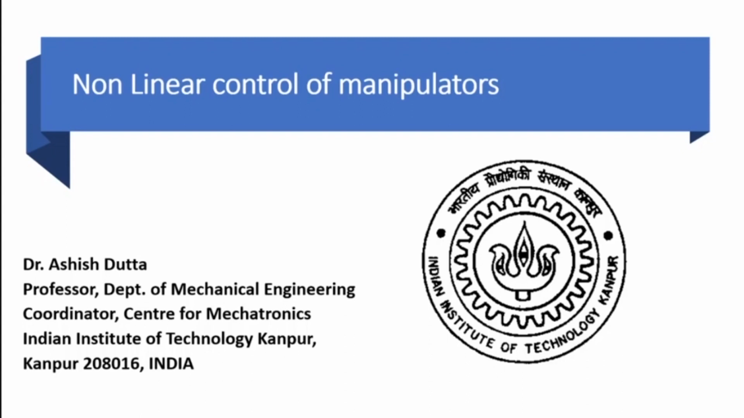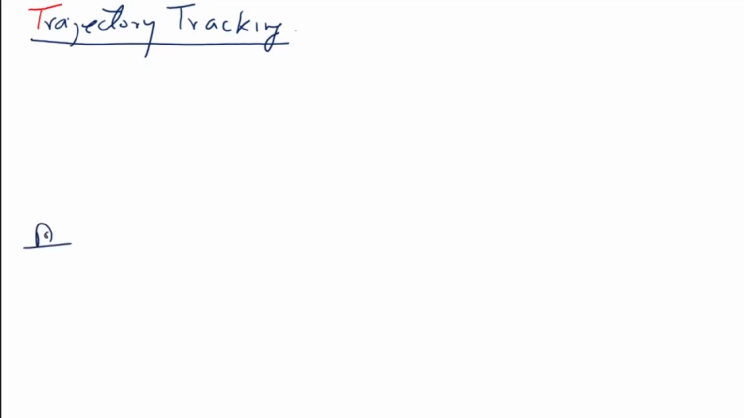Now today we'll talk about trajectory tracking controllers. So today let's start on trajectory tracking. What we mean by trajectory tracking: we know that a robot link has to go from some position to some other position in some time t. So it has to go from here to the next position in some time.